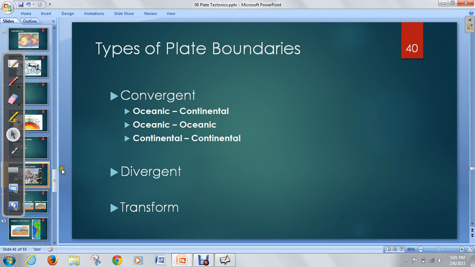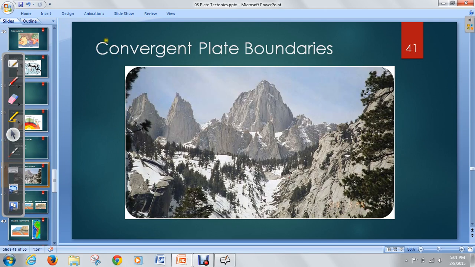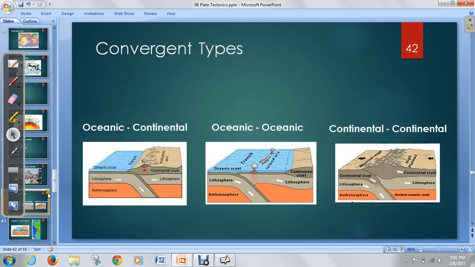Let's start with convergent boundaries. Convergent, as you can imagine, the word converge means to come together, right? And so convergent plate boundaries, when two plates are hitting into each other, they're coming together. They're usually associated with large mountain ranges or volcanoes, okay? So we have three different types because we have two different types of plates, okay?